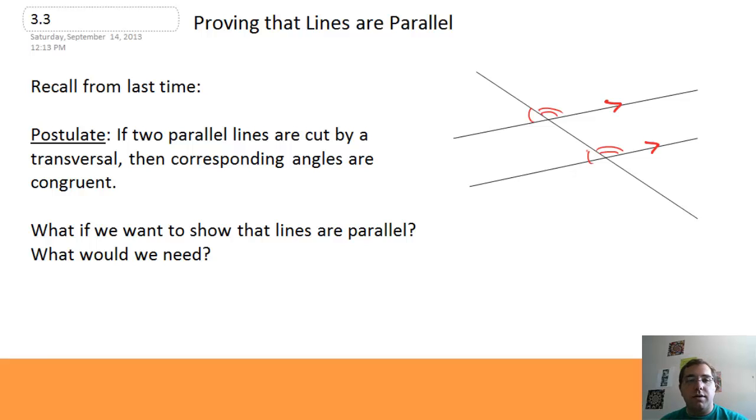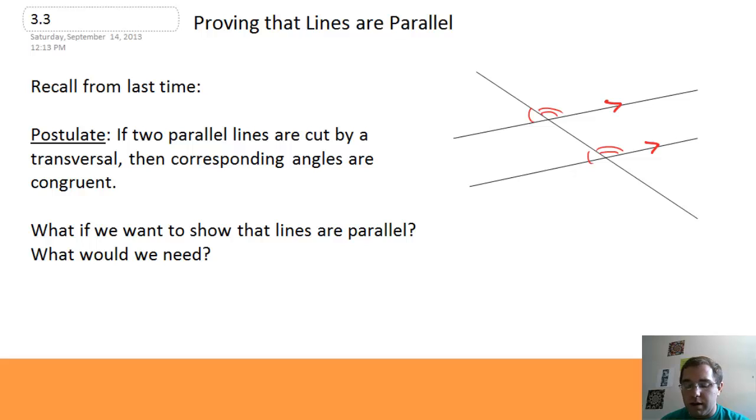And corresponding angles, remember, are angles that are in the same relative position. And we also saw that if two lines are parallel, alternate interior angles are congruent, and same side interior angles are supplementary. What if, though, we want to show that lines are parallel? So we don't know already that they're parallel. We want to show that they are. We want to prove that they are parallel.